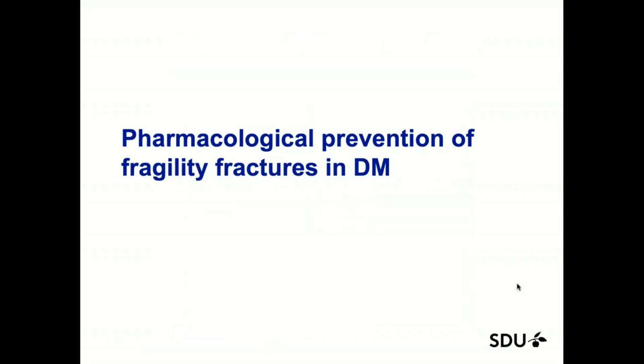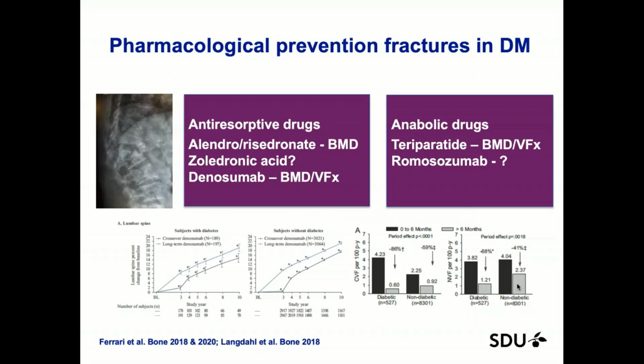So what do we do then if we have a patient with diabetes who sustains a fragility fracture? Now, in the clinical setting, we usually have just two approaches, basically. Either using an anti-resorptive drug that inhibits the osteoclast and in turn the osteoblast. And they include mainly alendronate and risedronate that both increase bone mineral density in diabetics. We also have zoledronic acid, but we lack knowledge about the effect on bone mineral density.